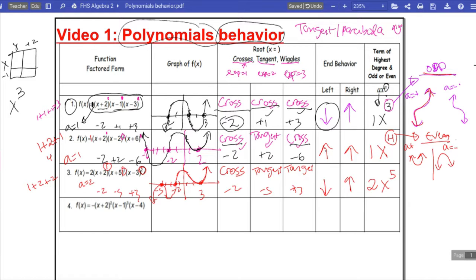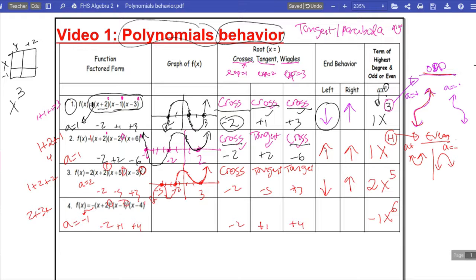All right, last one. This is -2, +1, +4. Got it. What's the A value? The A value is -1. All right, let's go ahead and put it. Boom. Add up the numbers. 2 plus 3 plus the invisible 1. That gives me 6. 6 is even.